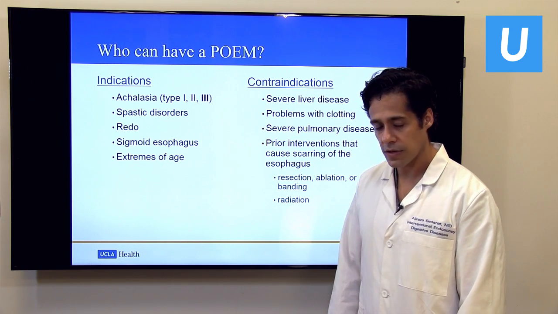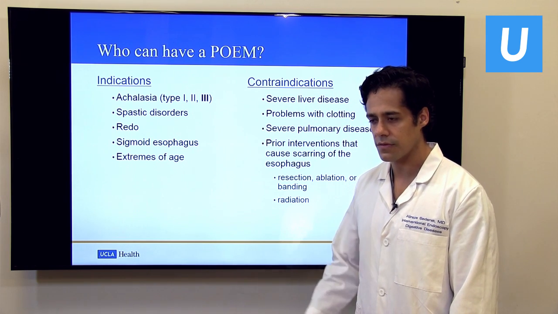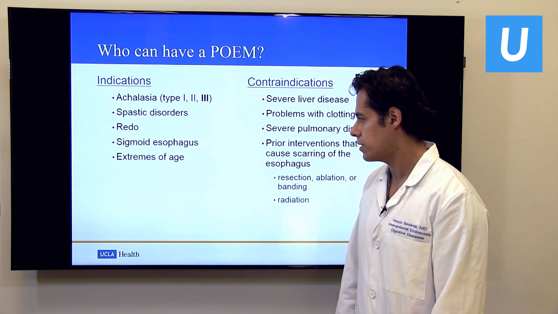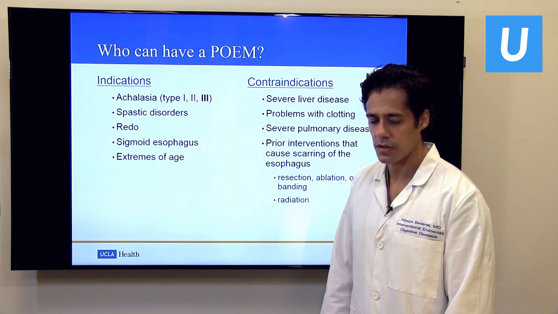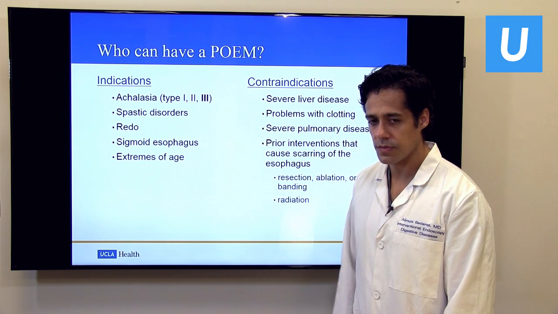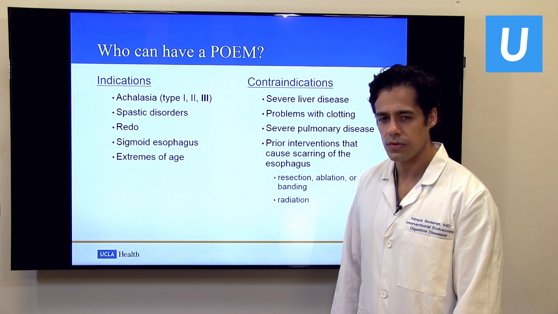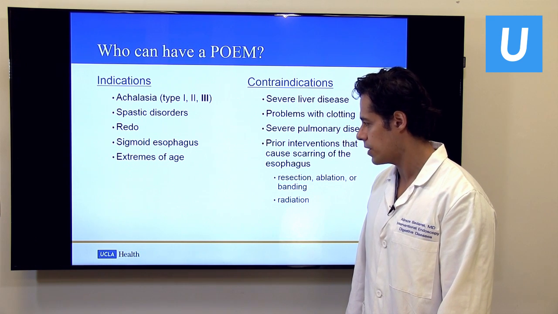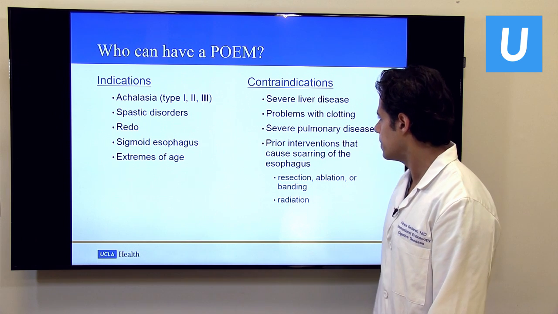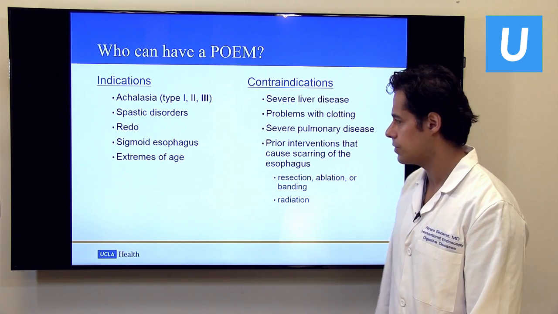It can be done, or at least attempted, with very severe achalasia and sigmoid esophagus. The efficacy is probably a little bit lower, but it's still pretty encouraging and something to consider, especially before esophagectomy. And it's been performed at extremes of age. It's been described in children as young as toddlers at 1 or 2 years old. My oldest patient was 92, I want to say 93. So age is not necessarily a reason not to do it.